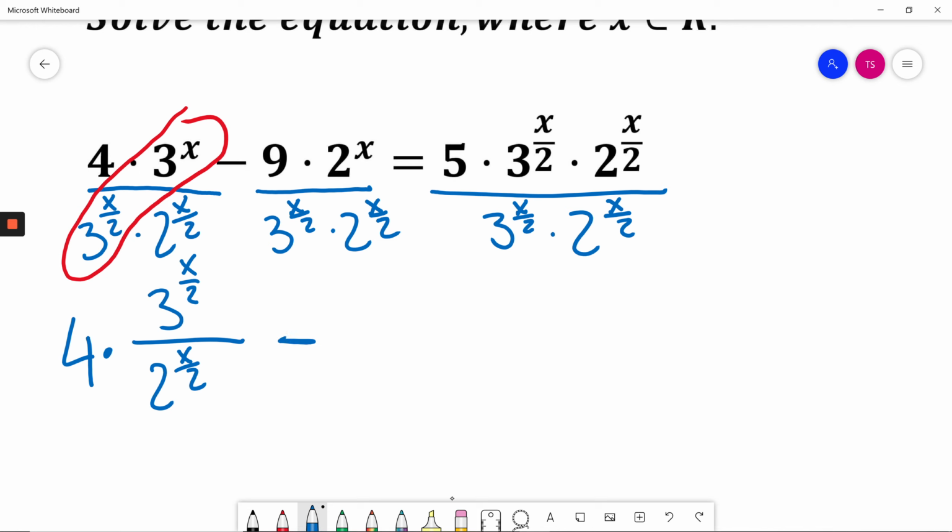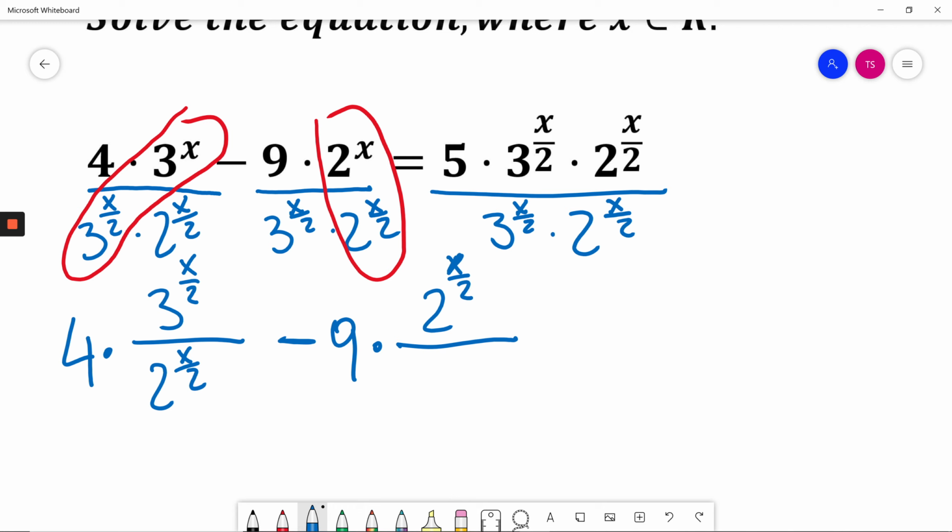Minus 9 times. In this term, similarly, 2 to the power of x divided by 2 to the power of x divided by 2, I subtract powers because division, so this will be 2 to the power x minus half of x, minus x divided by 2, this becomes x divided by 2. Denominator is the same, now the rest 3 to the power x divided by 2.